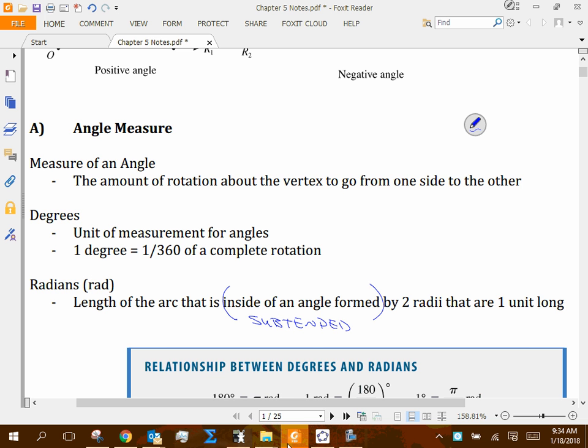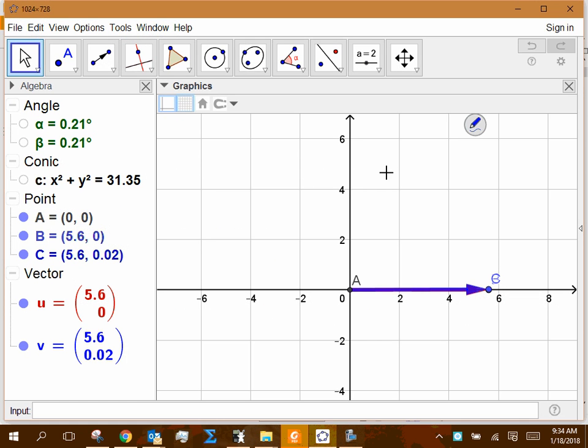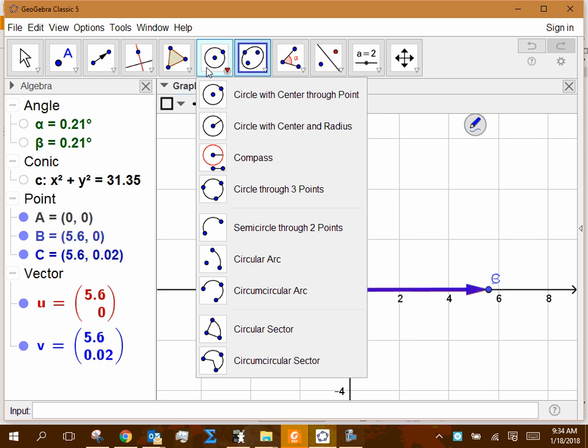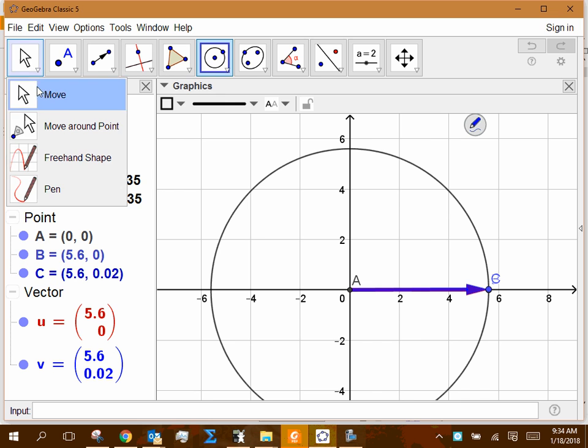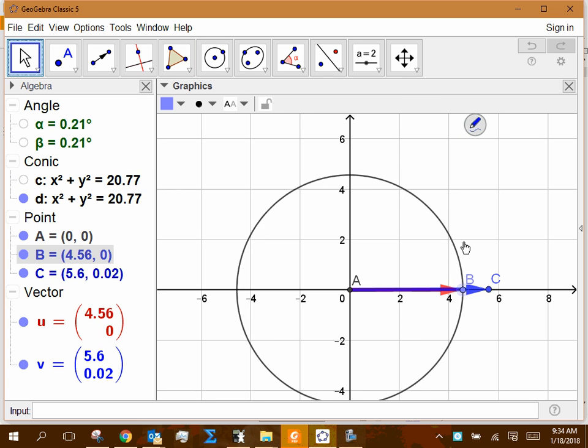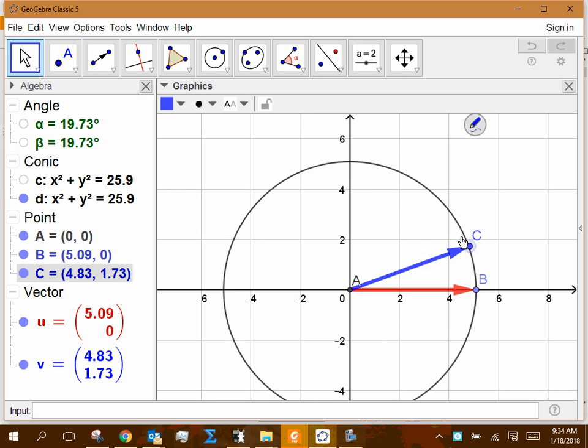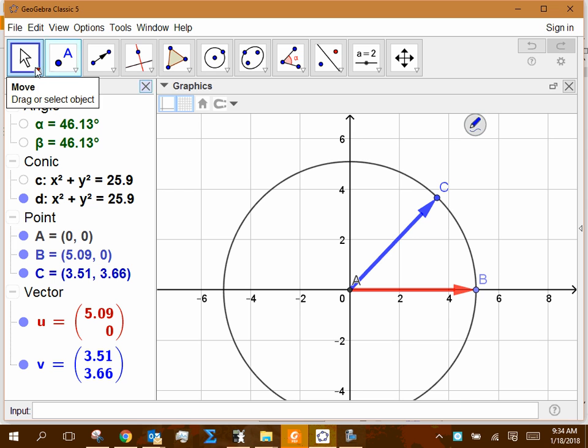So if I'm looking at, let's put a circle in this thing. Let's see here. So if that's my angle, my subtended arc would be B to C. Does that make sense? It's the arc that is between those two rays.